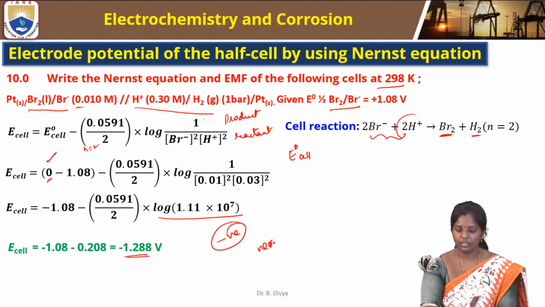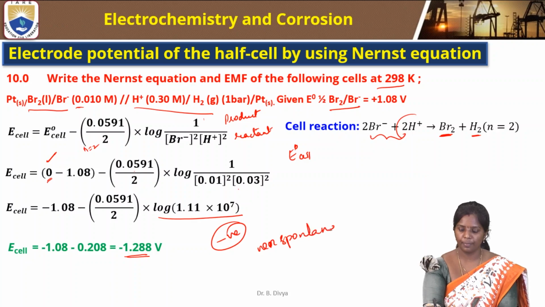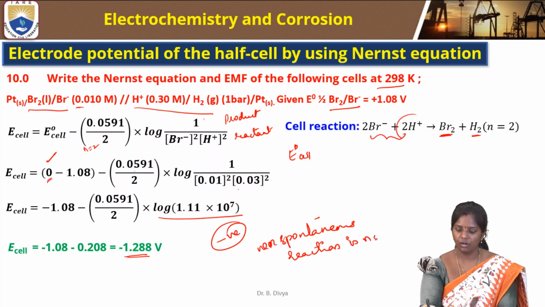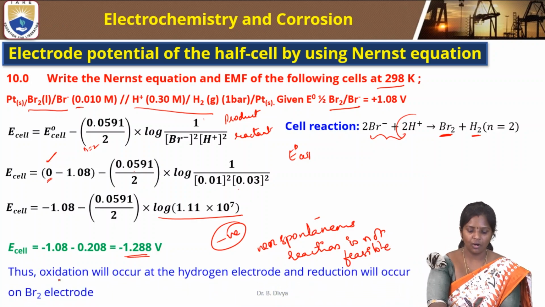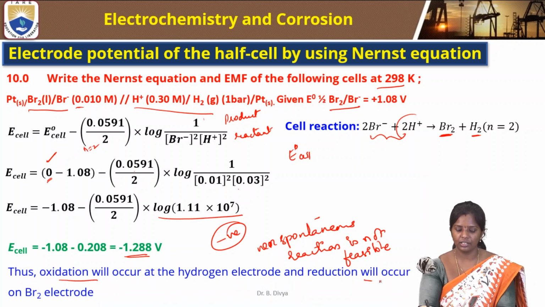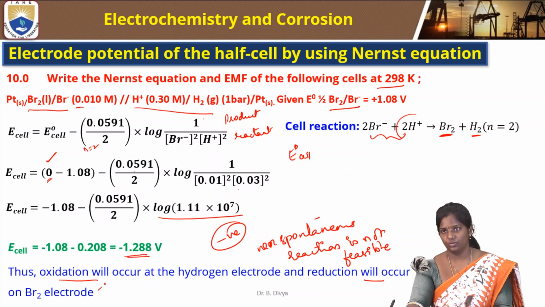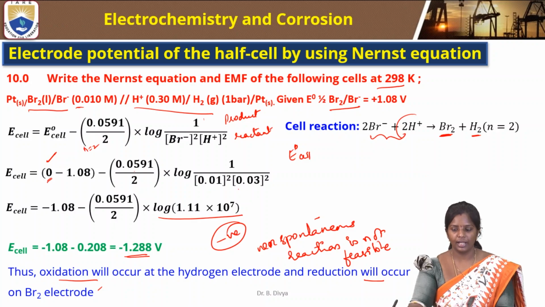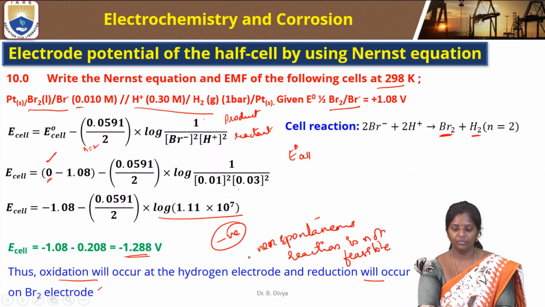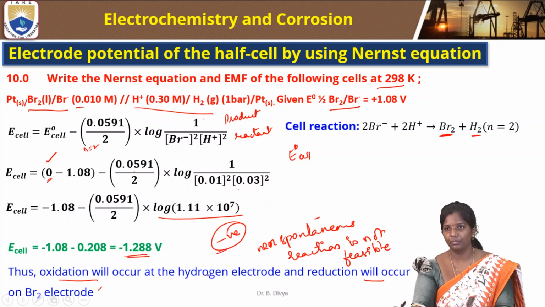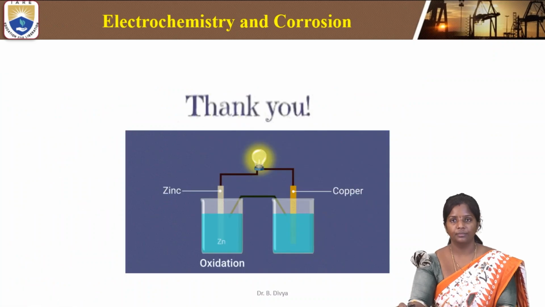It is non-spontaneous and the reaction is not feasible, because it has the negative sign for the E cell. So thus oxidation will occur at the hydrogen electrode and reduction will take place at the bromine electrode. If we see this cell reaction, we will know that anywhere there is a negative sign, it means the reaction is not feasible. Thank you.